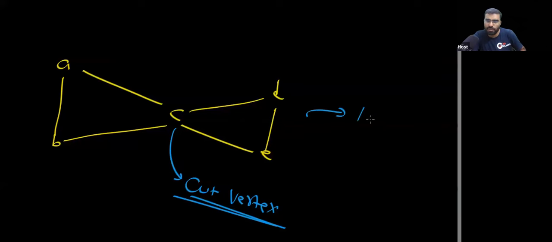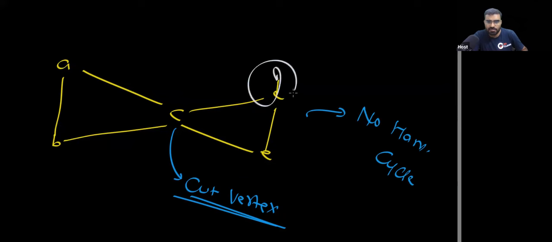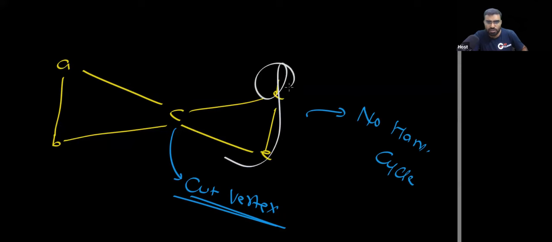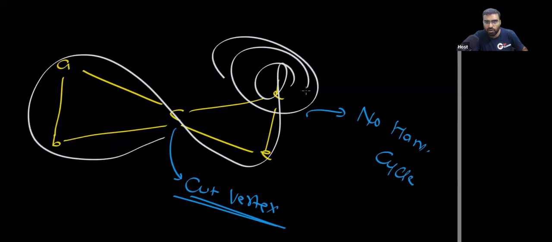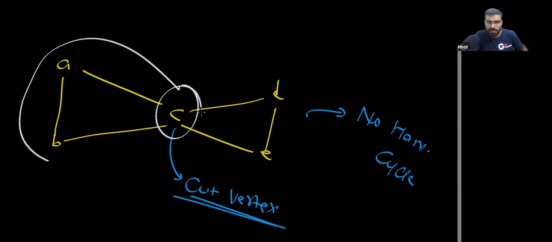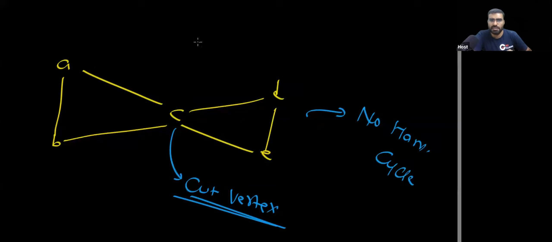You can note there is no Hamiltonian cycle. The reason is simple: if you start here, you cannot come back to D. And if you start here, you cannot visit these vertices. So there is no Hamiltonian cycle. Okay. Sandeep, is your doubt clear?